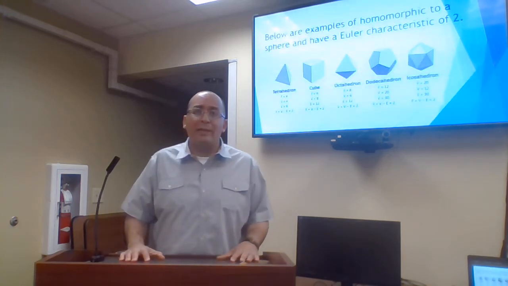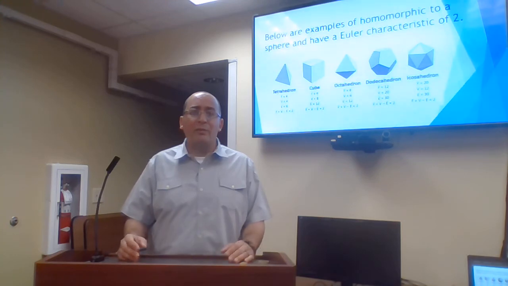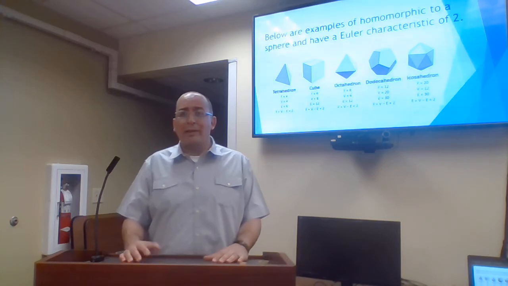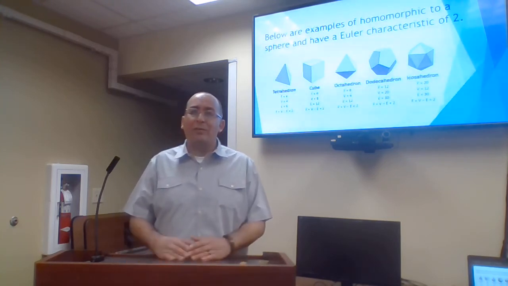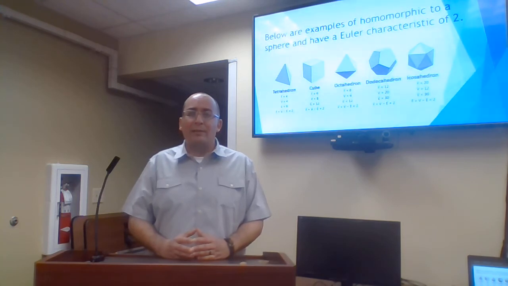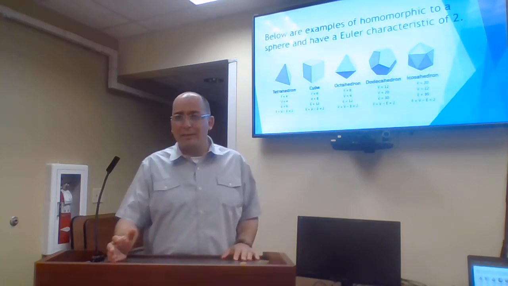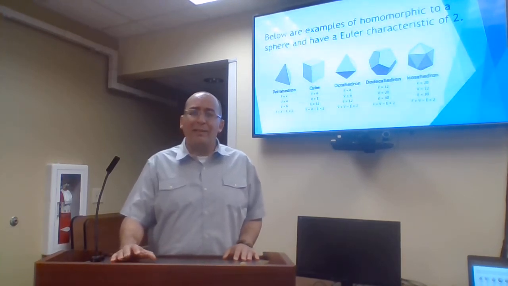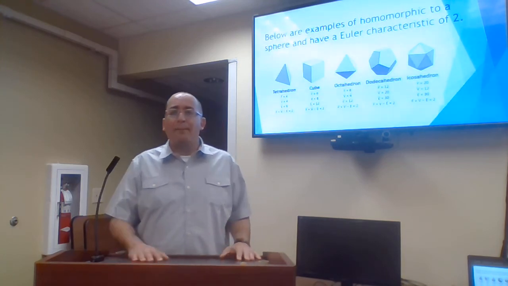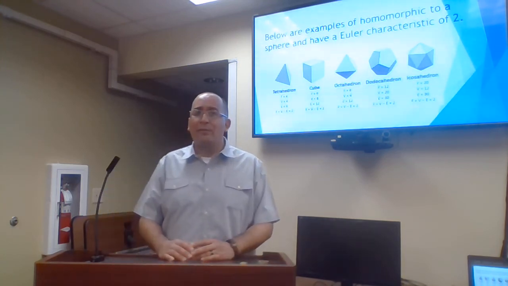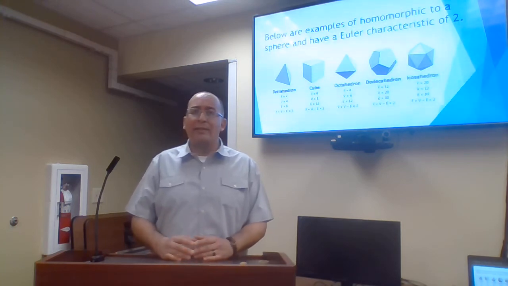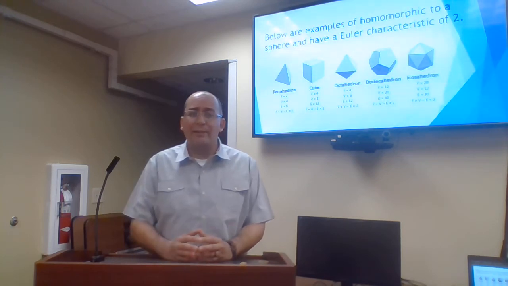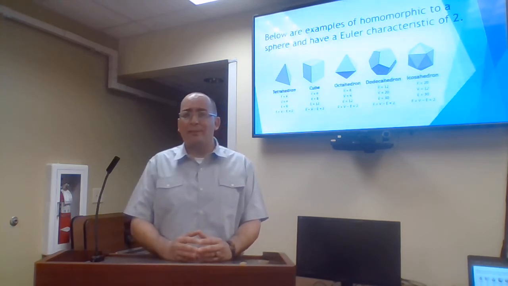To demonstrate an object's Euler characteristic, first we take a sphere, or an object homeomorphic to a sphere, like a human head, and tile the surface with polygons. Then count the number of faces, sides, edges, places where two sides meet, and vertices, places where three or more sides meet. Next, add the number of faces, F, and the vertices, V, and subtract the number of edges, E, which gives us the F plus V minus E formula.